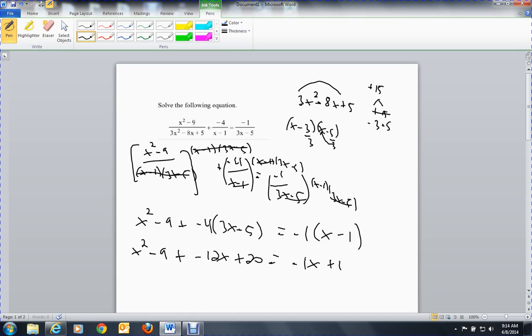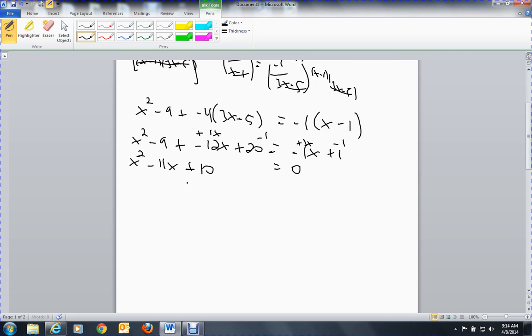I'm going to move these two terms over to the left side because of this x squared term. Anytime I have x squares pop up and I can't get rid of them, that means I got to set the equation equal to 0. So I'm going to add 1x to both sides and subtract 1 from both sides. That's going to give me 0 on the right side, and then on the left side I'm going to clean it up. So I get x squared, negative 12x plus 1x is a negative 11x. Then I have negative 9 plus 20, which is positive 11. Positive 11 minus 1 is positive 10.